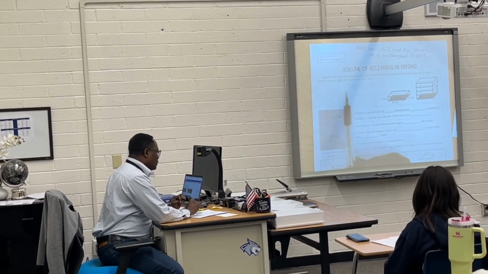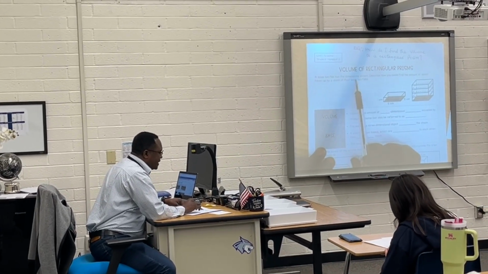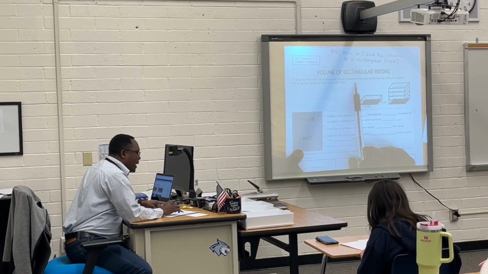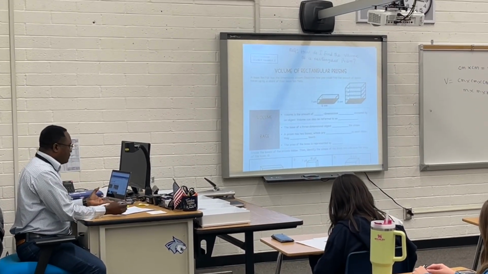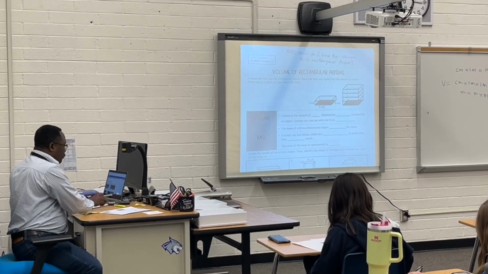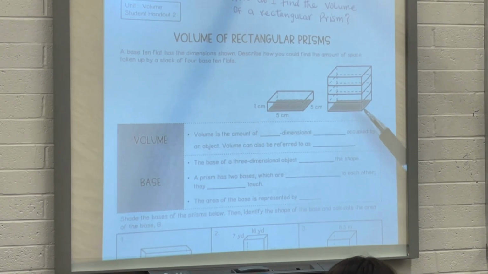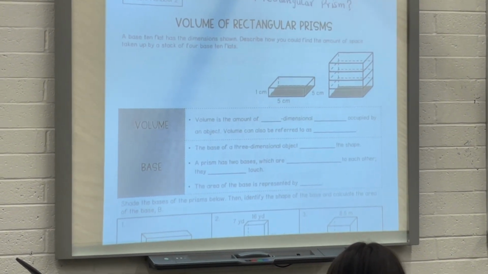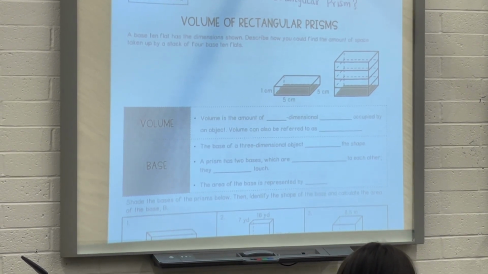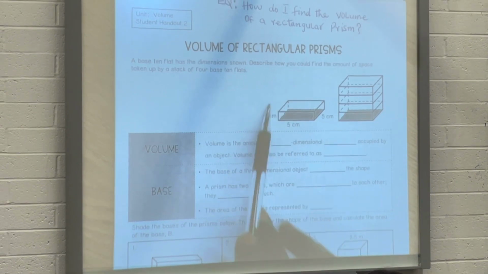Now, it says a base 10 flat has the dimensions shown. Describe how you could find the amount of space. Now, if you look at this one, we have been given this rectangular prism, and we are asked to find the volume of all the 4 sets. If you look at the first one is given to us. This is the first one.